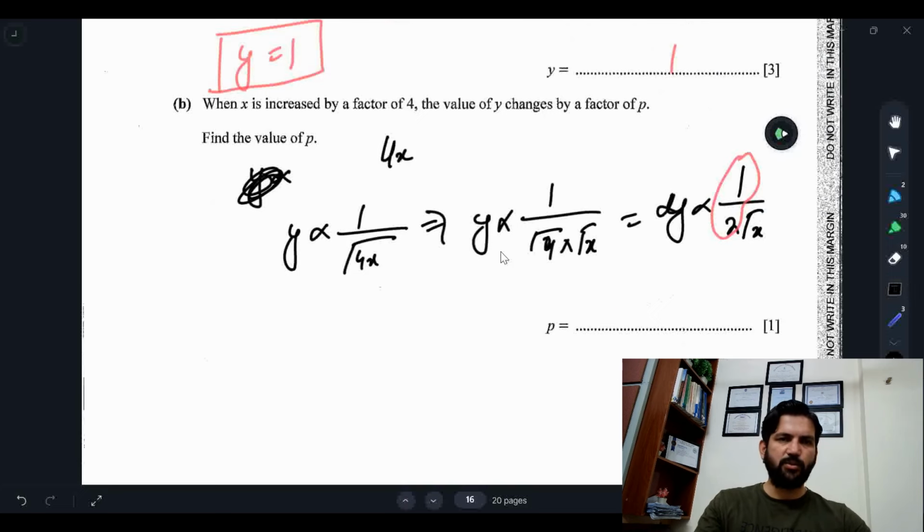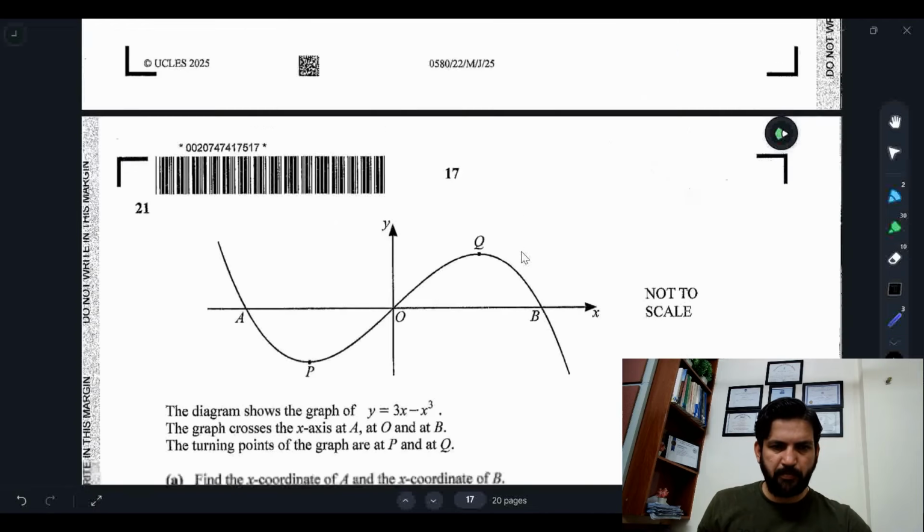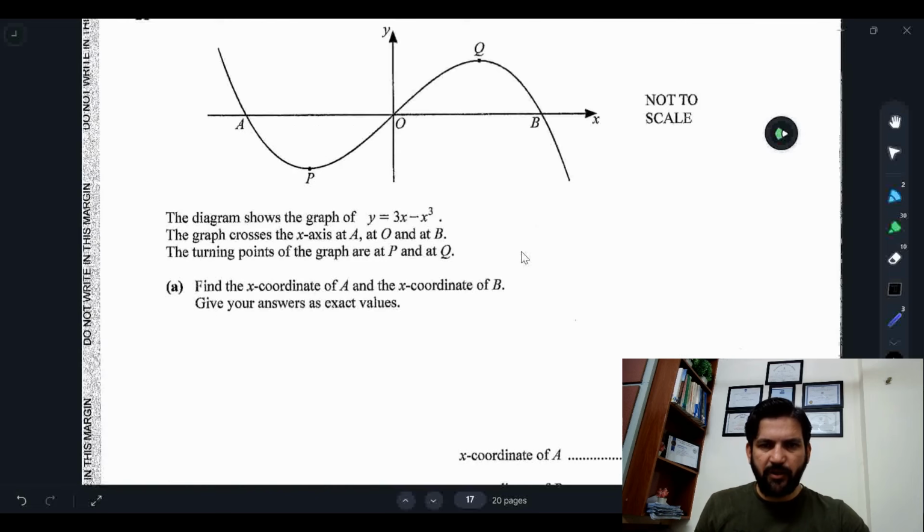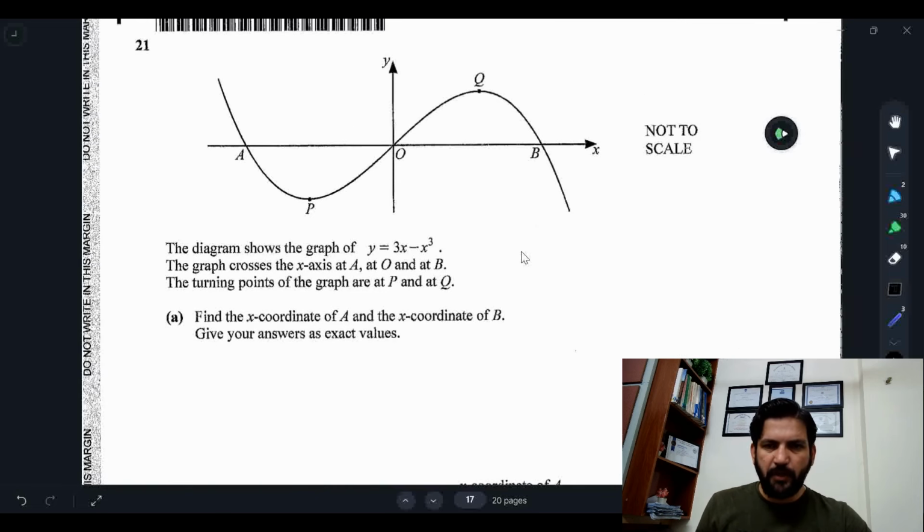Let's move to the next one. This is the question. Find the x coordinate of A and the x coordinate of B. Okay, x coordinate of A and x coordinate of B. It means that for the x coordinate, we know that at A and B, the y coordinate should be 0 because it is on the x-axis. So that is why 0 is equal to 3x minus x cube. Now we can take x as common. So this should be 3 minus x square.